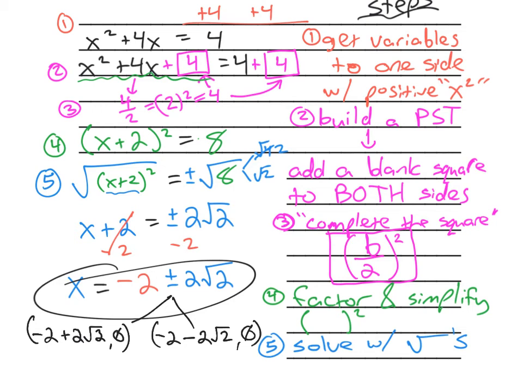So if we look at a graph, we're going to see the parabola cross at those 2 irrational values.